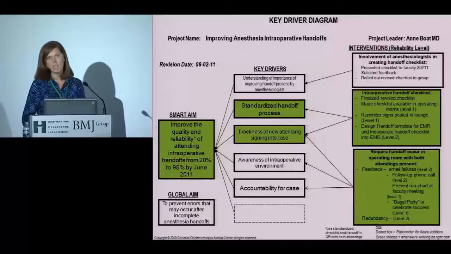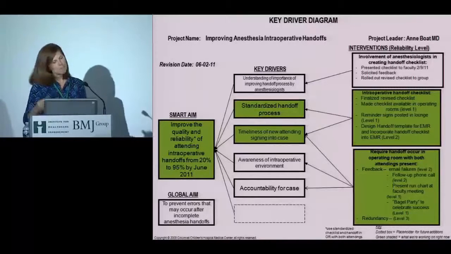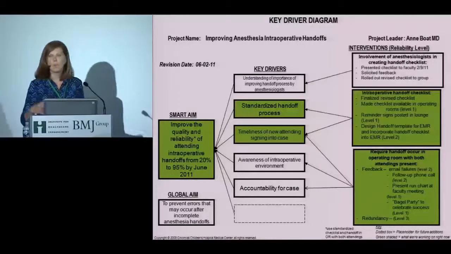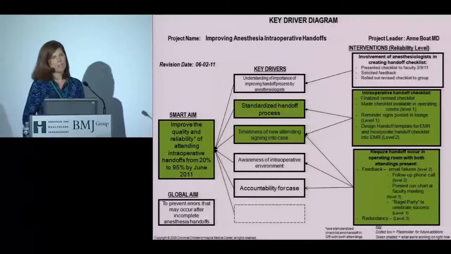We next identified several key drivers of our process, and I think probably the two most critical ones are the first two, which is understanding the importance of improving the handoff process by the anesthesiologist. And that's really just saying we needed the anesthesia team to buy into the fact that this was an important change to make. And also we needed to develop that standardized handoff tool. And so to address the second key driver, we decided the best thing that we could do was actually develop an intraoperative handoff checklist. And to sort of address that first key driver, we decided that we were going to really try to pull in the anesthesiologists in our group to help us develop this handoff tool. And we did this through multiple PDSA cycles.